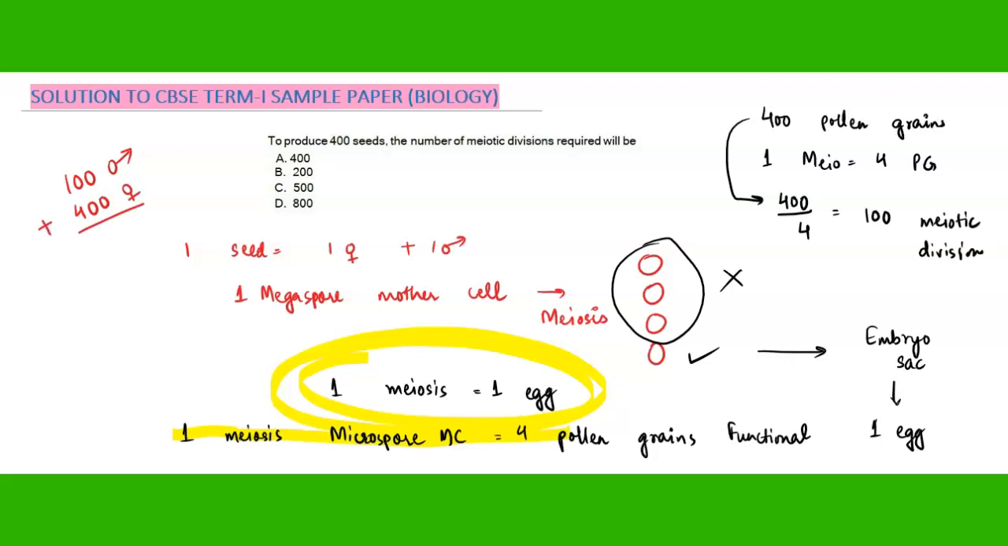So we will just add on these values and we will get 500 meiotic divisions. Our answer will become option C.